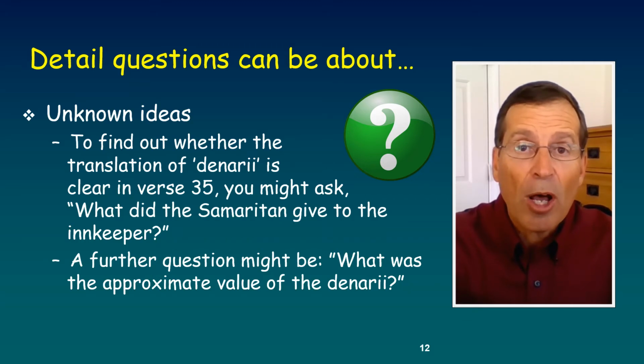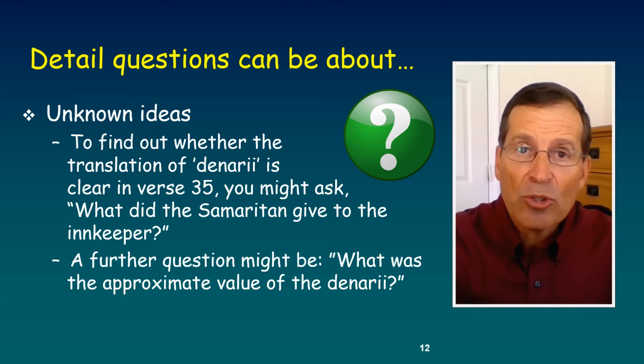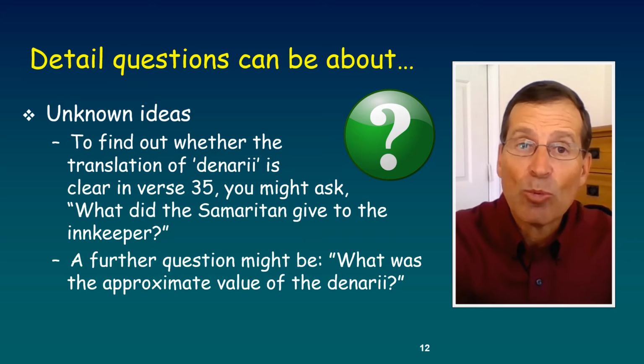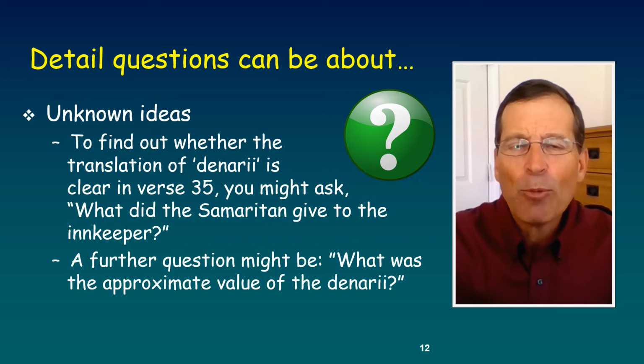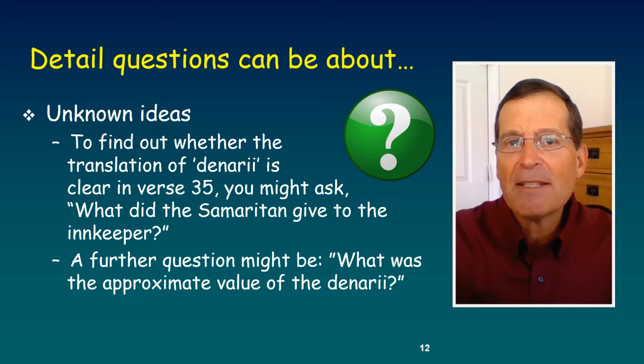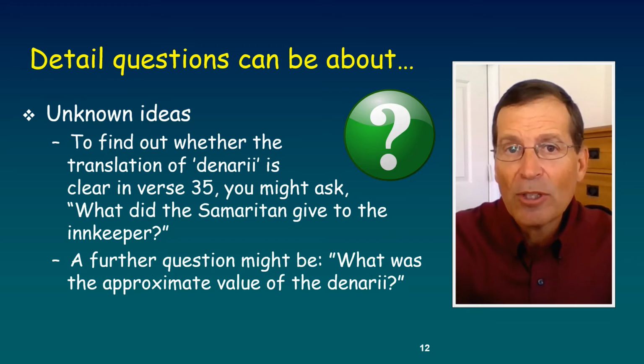Now, to the original audience, they knew and understood what a denarii was. But for today's audience, the meaning might not be clear. Other versions here make it more clear by saying 2 silver coins. Or you could put 2 silver coins worth about 2 days' wages. Or that information could go in a footnote. But that would be a way of making an unknown idea clear for today's audience.